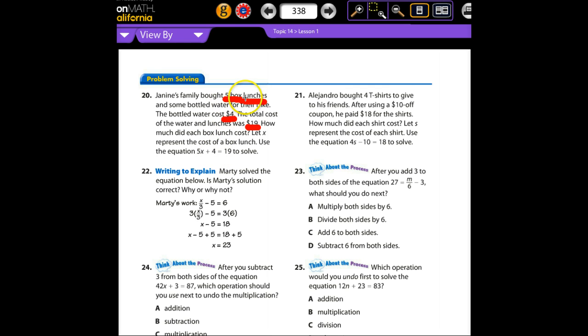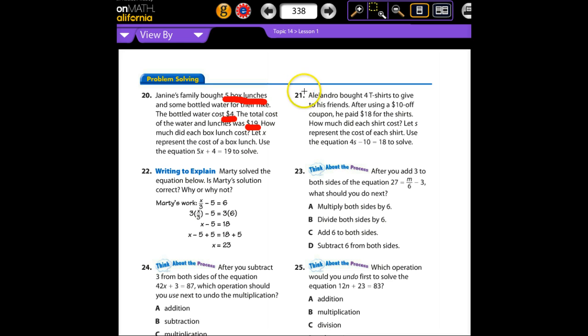Here are the number of boxes that they've got, and here you can see is the number of boxes in the equation. And X is representing the cost of a box lunch. We don't know how much the box lunches cost. We know how much the water was, and we know how much they spent in all, but now we're trying to find out what the cost of the box lunches were. So again, you will do the same order of operations for this problem. It's just teaching you now how to pull out information and put it into the equation.